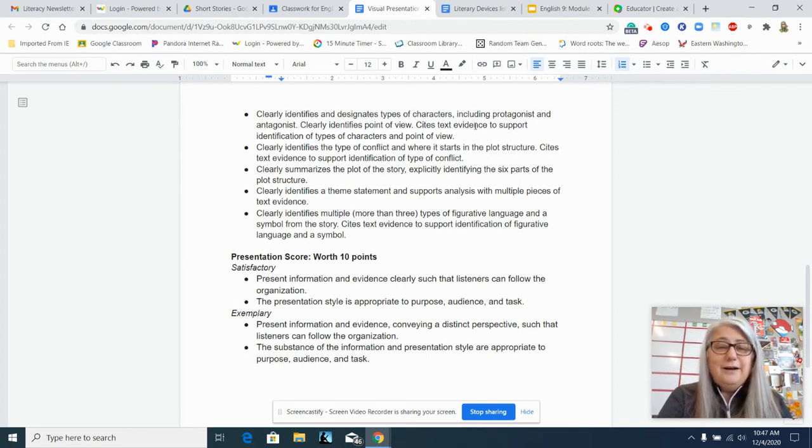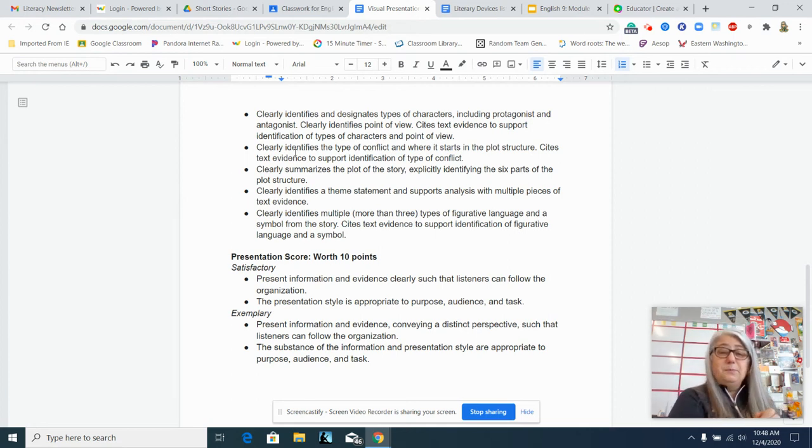Okay. Also, point of view, clearly identify the point of view and include text evidence to support your identification of the point of view. As far as types of conflict, you would identify it and tell me where it starts in the plot structure. So that would be your text evidence. The conflict is man versus man, and it starts here, and you give me the quote.